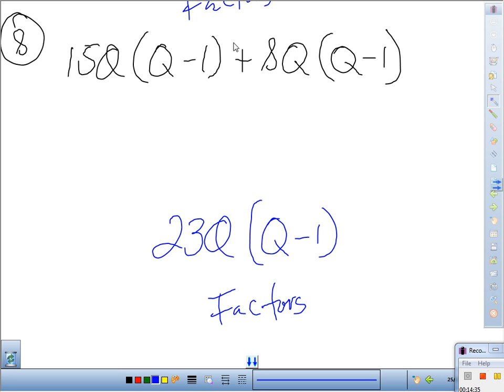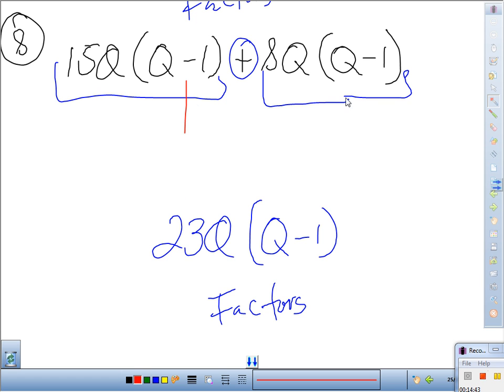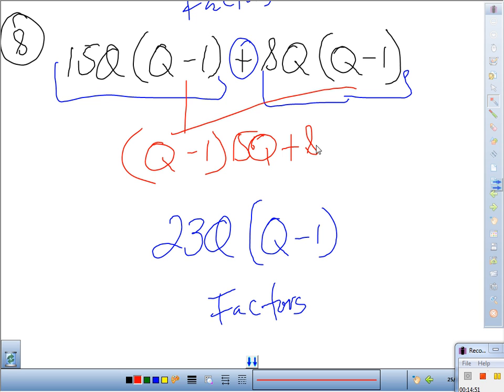Now, check this out. Here's the addition, term 1, term 2. What is our GCF? GCF is q minus 1. What's left over here? 15q plus 8q. So what is 15 plus 8? 23. Show me with your fingers how comfortable you are with these. Okay, so we got this, yes?